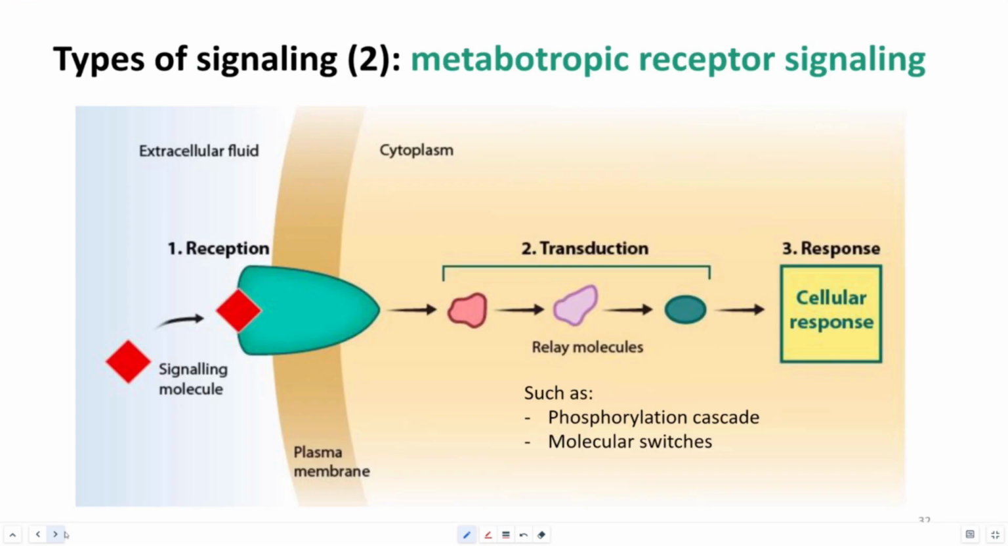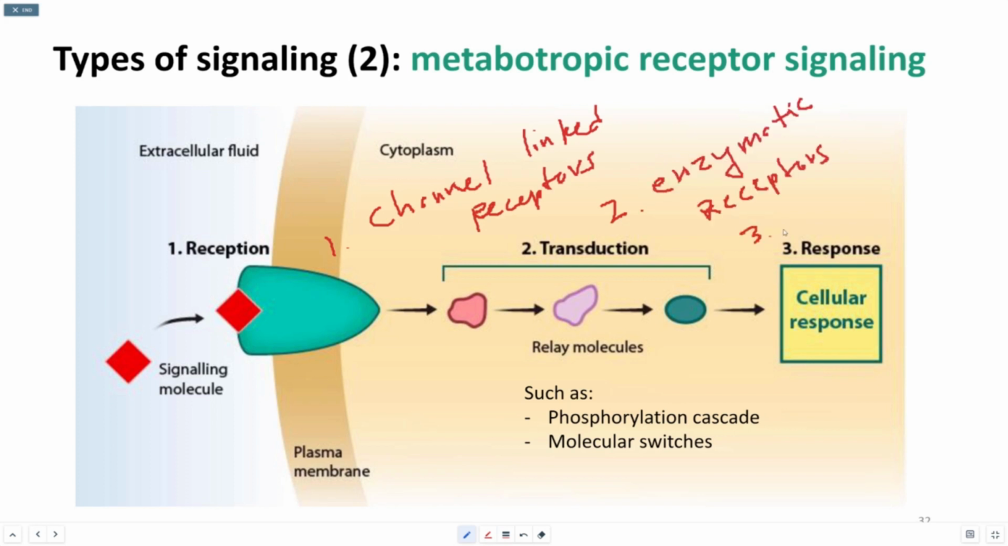Types of cell signaling. Metabotropic receptor signaling. Ligands bind to other cell receptor sites and typically come in the form of either a neurotransmitter or hormones. Ligands can bind to one of three types of sites. We have channel-linked receptors, enzymatic receptors, and we can have G proteins.